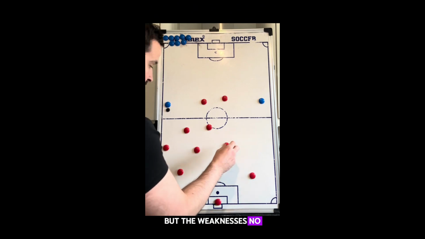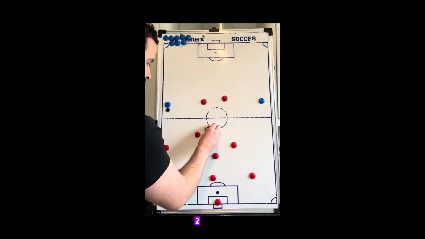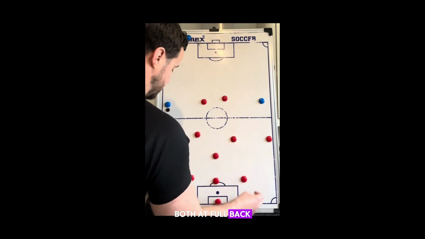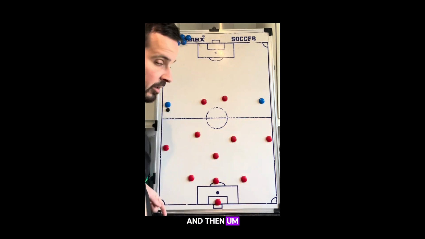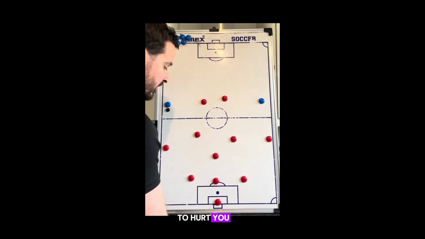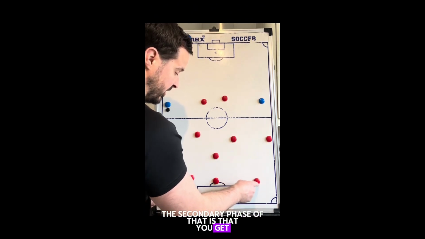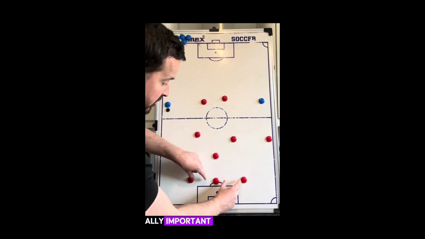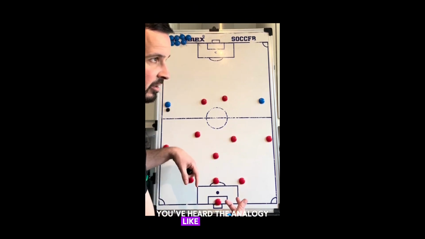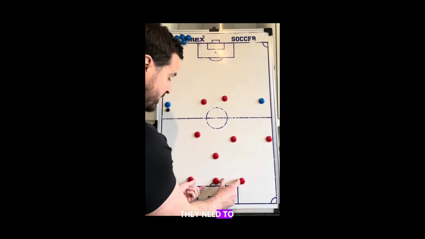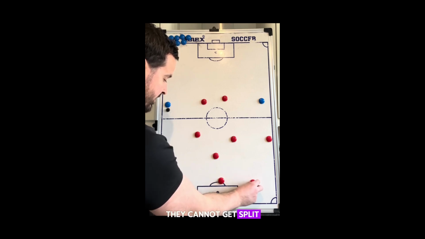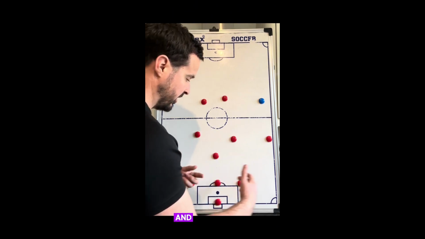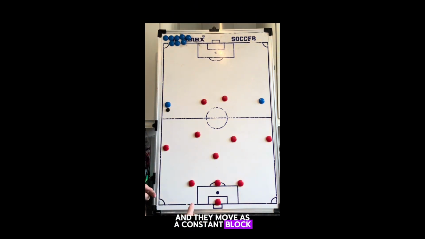But the weaknesses, undoubtedly, in a 3-5-2 are the wide areas, both at fullback, for possession, for ball retention, and then the opposition winger areas to hurt you. And then the secondary phase of that is that you get dragged out, and then there's gaps that appear between the centre halves. So these spaces are really, really important. The centre halves, you've heard the analogy, like you're on a piece of rope tied together. They need to be thinking in that way. They cannot get split, because that is so dangerous. They need to be a really comfortable amount of yards away from each other, and they move as a constant block.